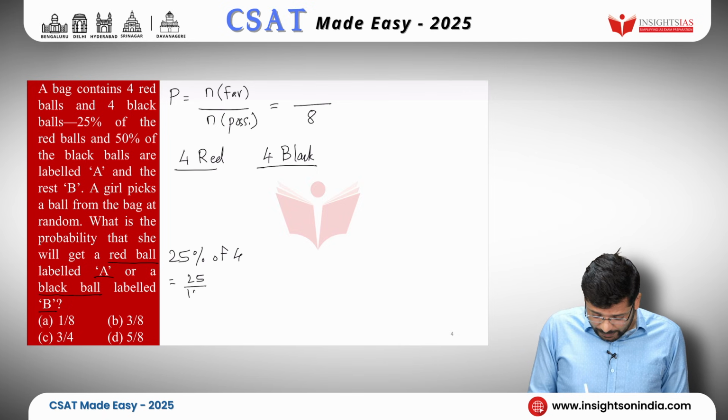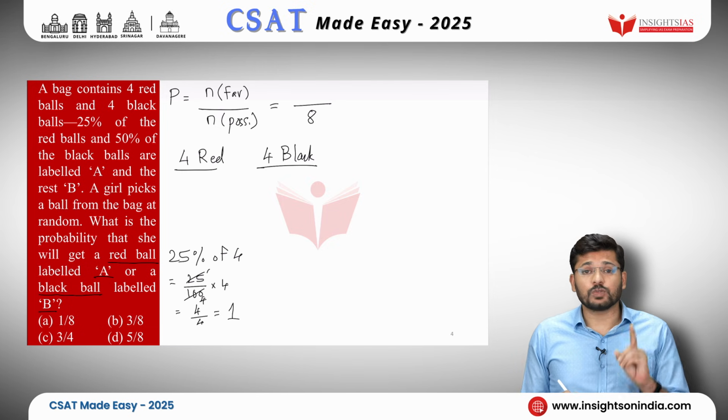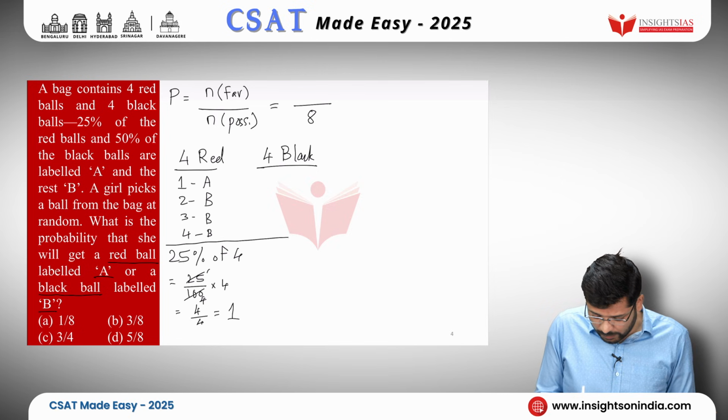The term percent denotes divided by 100, right? So, 25 by 100 into 4. Now, 25 divides 100, right? 25 ones are 25 and 25 fours are 100. So, you get 4 divided by 4, which is 1. So, it means that out of the 4 red balls, only one of them is labeled A. And the other ones, the second ball, third ball and fourth ball, they are labeled B. First ball is labeled A, the second ball is labeled B, third ball is labeled B, and the fourth ball is also labeled B.